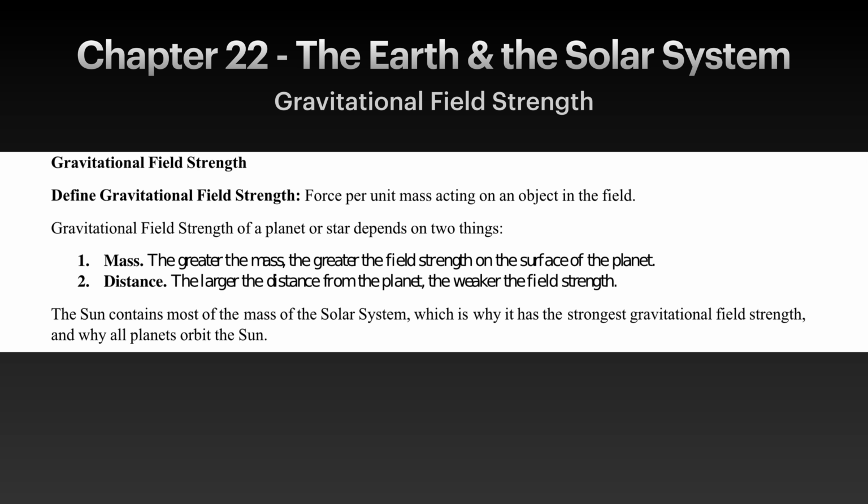The Sun contains most of the mass of the solar system, which is why it has the strongest gravitational field strength and why all the other planets orbit around the Sun.